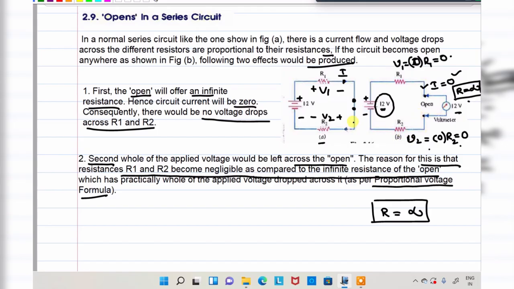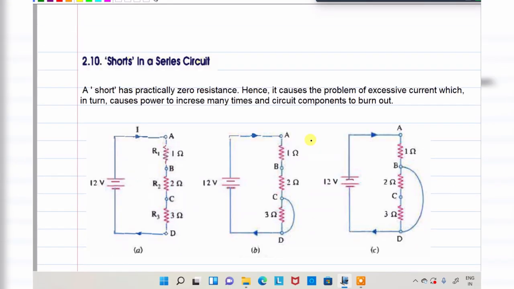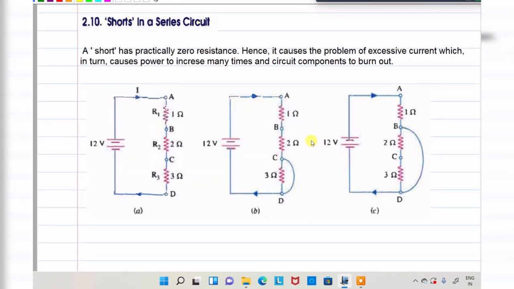Okay, this is about opens in series circuits. All of you clear about opens in series circuits? Right. Then we are moving to the next one: shorts in series circuits. In this case, you know, there are 3 cases. I will explain with the help of the 3 cases.